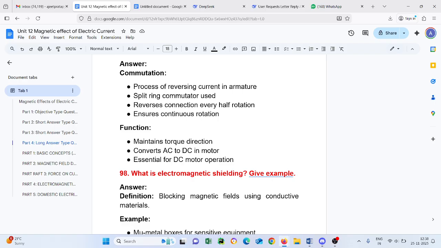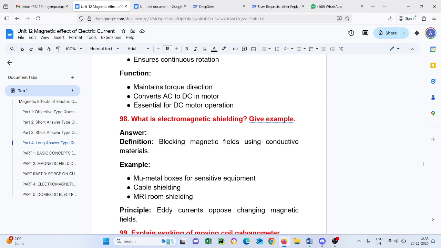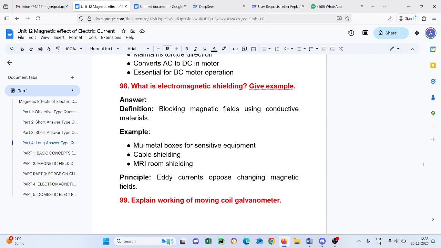Question number 97. What is electromagnetic shielding? Give an example. It is blocking the magnetic field using conductive material. Examples: mu-metal boxes for sensitive instruments, cable shielding, MRI room shielding. Principle: eddy currents oppose the changing magnetic field.